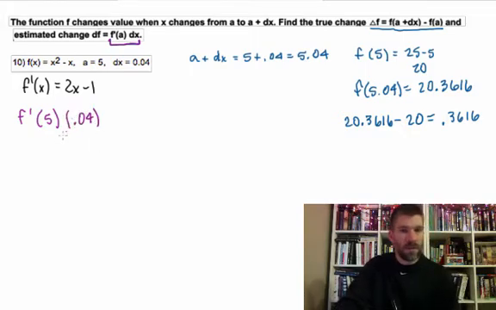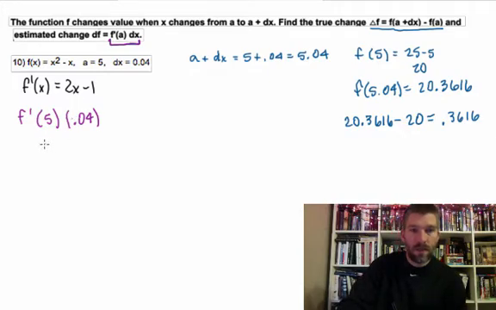0.04. Again, you'll want to punch this into your calculator. So in other words, what I'm doing is I'm doing 2 times 5 minus 1. Yeah, minus 1. And whatever answer I get in there, I'm going to multiply by 0.04. So what is that? 9 times 0.04, which is going to be 0.36.